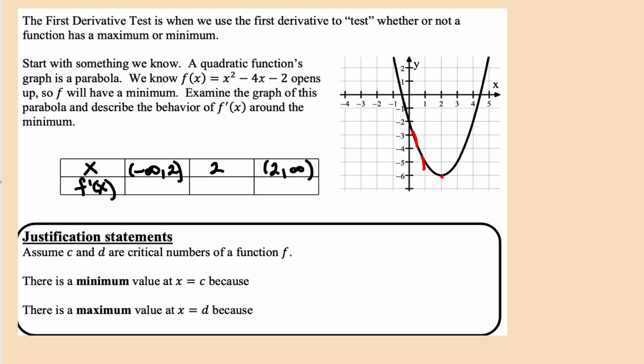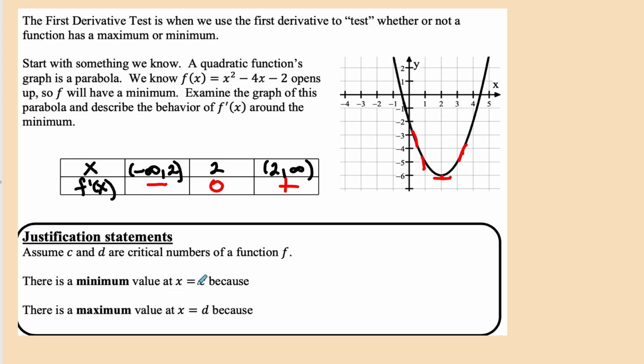The first derivative test is when we use the first derivative to test whether or not a function has a max or a min. Let's start with something we know, like a quadratic function that opens up. Notice that our derivatives on the left side of the turning point are negative. The sign is negative. At the turning point, the derivative is 0, and afterwards the derivative is positive. So we say that something is a minimum.